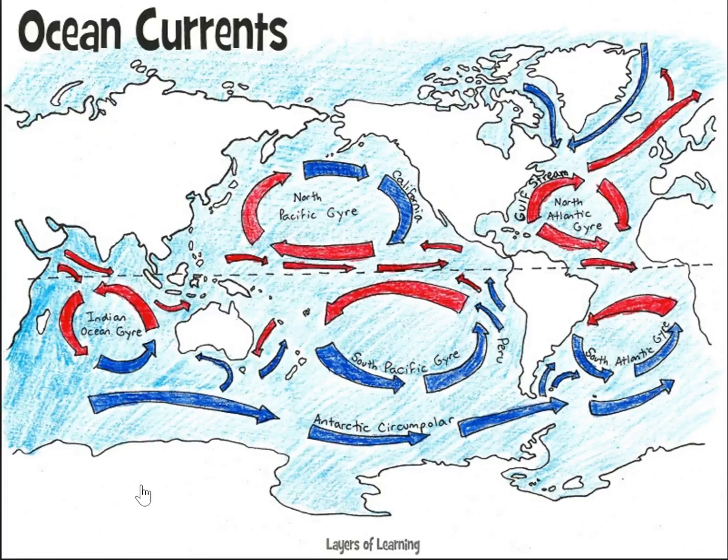Examples of convection hot spots are the Hawaiian Islands and the volcanic features of Yellowstone National Park, such as geysers and hot springs.